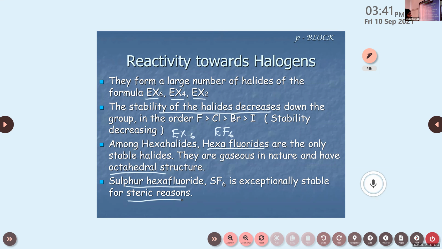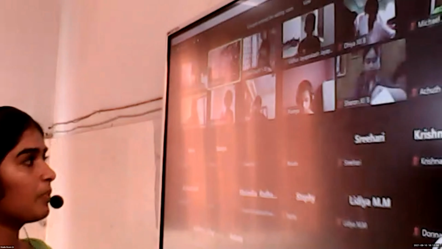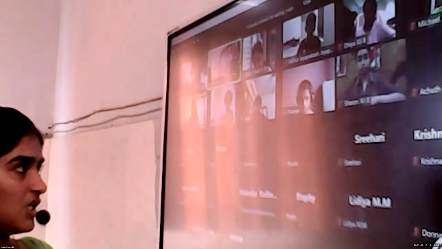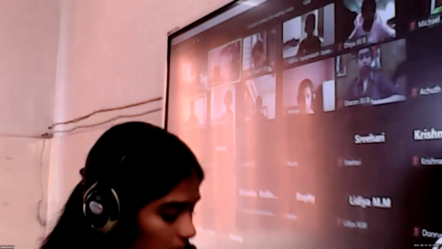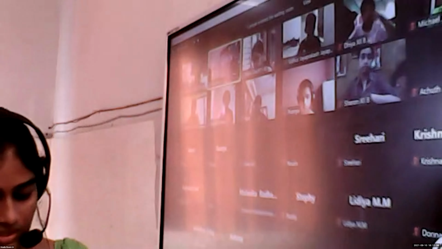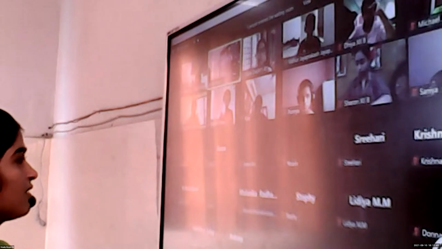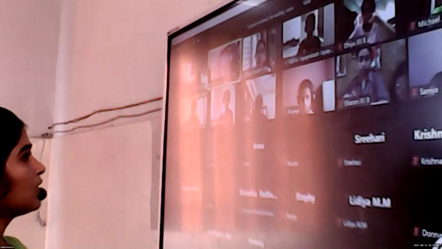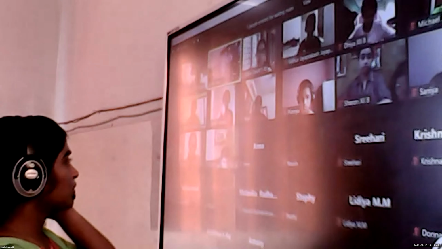Clear, children? That's about the reactivity towards halogens. So we have discussed the reactivity towards hydrogen, oxygen, and halogens. The remaining things we can discuss in the next class. These are the basic physical and chemical properties related to group 16. Then we can discuss the compounds formed from group 16 in the next class. I will share the slides. If you have any doubt, you can ask me.